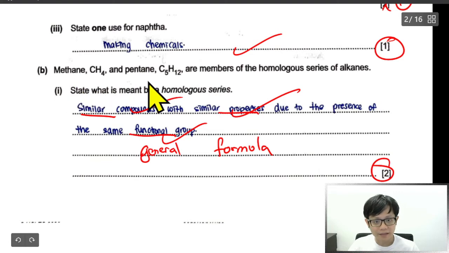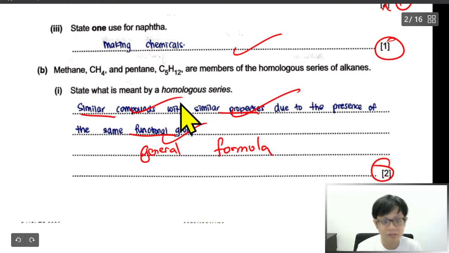Methane and pentane are a homologous series of alkanes. State what is meant by homologous series. The keyword is similar compounds with similar properties due to the presence of the same functional group. The answer will be same general formula, but I still give it correct because of same functional group. I still give correct.